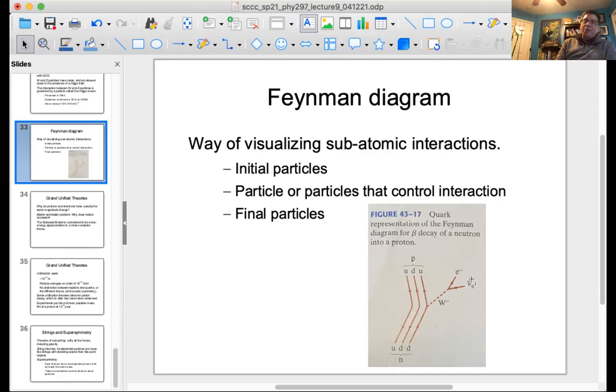So the process of the neutron emitting a proton, electron, and an electron neutrino is not a one-step thing, in that you have the regulator involved in the weak interaction. And so that's the W negative that in this case then decays into the electron and the electron neutrino.